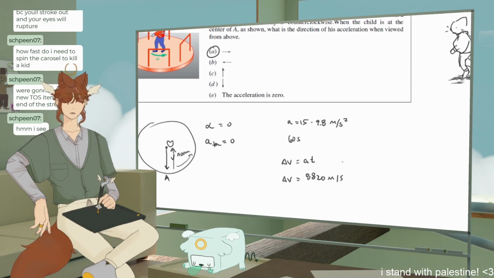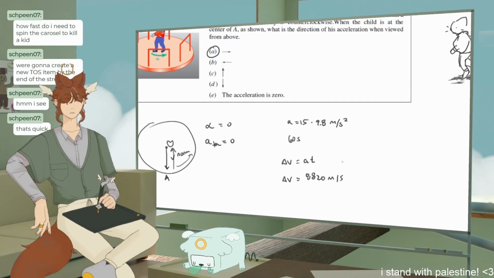Which is pretty large. Wait, is that right? Wait, that might not be... That's quick. Yeah, how many miles an hour is that? Wait, I'm trying to think. 2 meters per second. 1 mile, let's say 8830. Yeah, that's like 19,000 miles an hour.